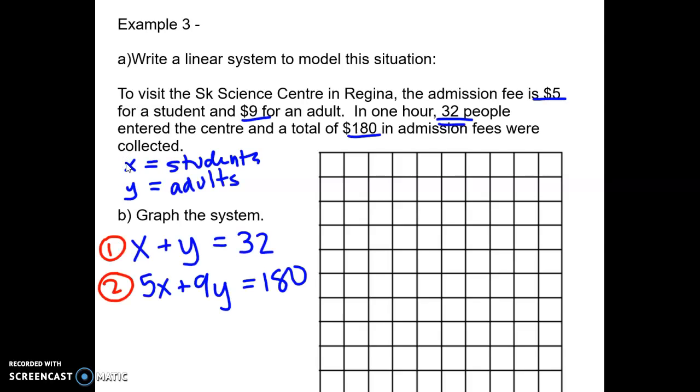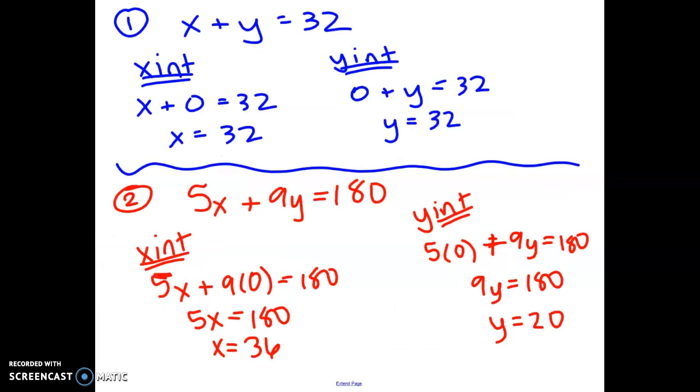Alright, so you should get these then for your equations. The students plus the adults is going to equal 32. And at $5 a student and $9 for an adult, we'll get $180 altogether. So this one I think we should graph using x and y intercepts. What should be labeled on graph? So here's the video showing your x and your y intercepts. You can pause the video here if you need some time to take a read through that.